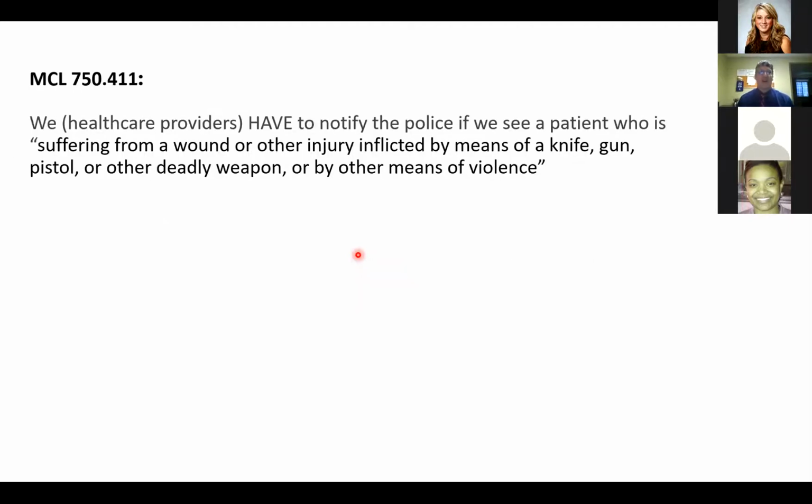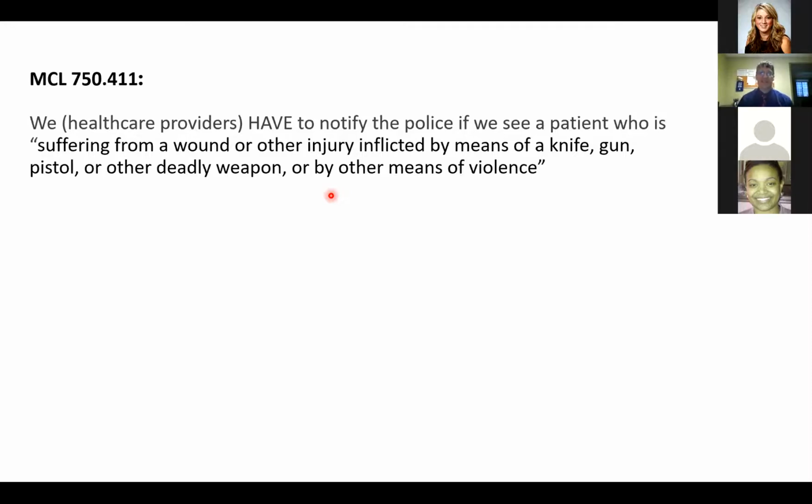The other law I want to bring up just as background context is this law, which is we as healthcare providers are required to notify the police if we see a patient who is a victim of a violent act. They define that as suffering from a wound by means of a knife, gun, pistol, or other deadly weapon, or they leave a very open end here, by any other means of violence. And this is a big deal for us in emergency medicine, because this means if we see a patient with injuries due to a violent act, we have to notify the police.